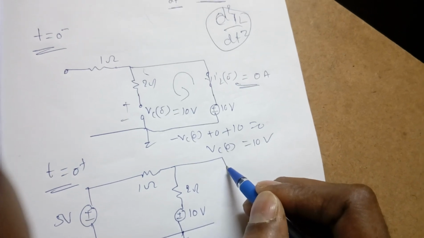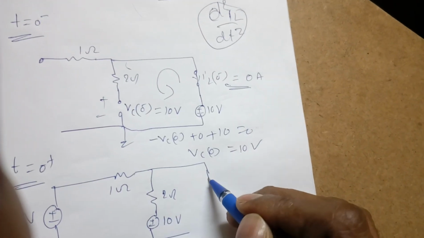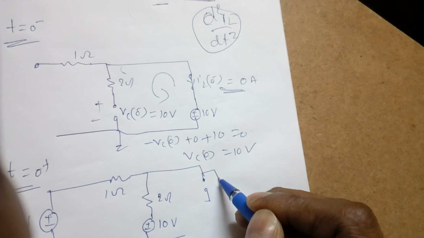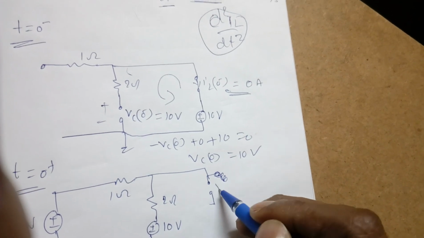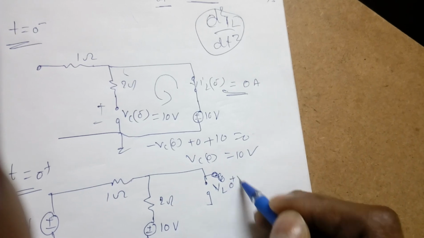And what happens to the inductor? Inductor will become open, and there should be some initial current, but that initial current is also 0, so it will simply open, and it will have VL of 0 plus.